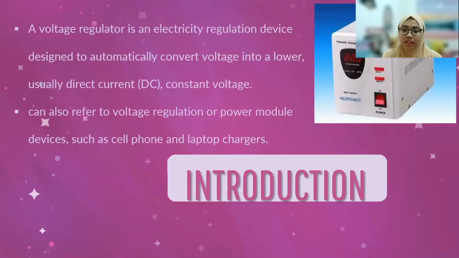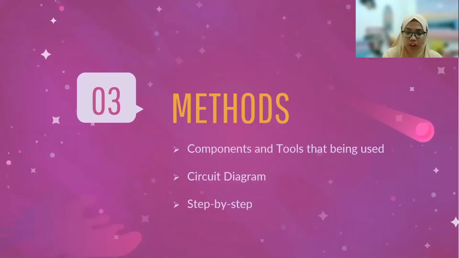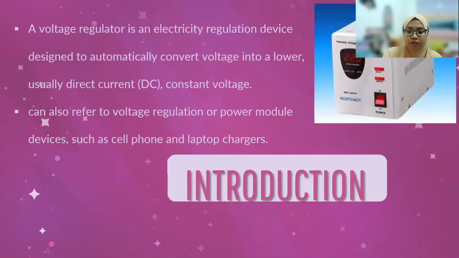So for the introduction, a voltage regulator is an electricity regulation device designed to automatically convert voltage into a lower, usually direct current, constant voltage. The term may refer to a voltage regulator integrated circuit (IC), which is often found in computers and other electronic devices that are plugged directly into an alternating current (AC) wall outlet but require only a small DC voltage. The term can also refer to voltage regulation or power module devices such as cell phone and laptop chargers. Some regulators do not increase or decrease a device's voltage but merely ensure a constant output value.